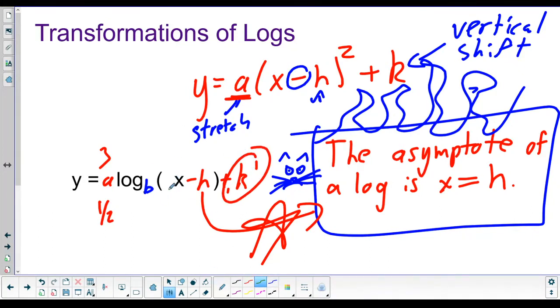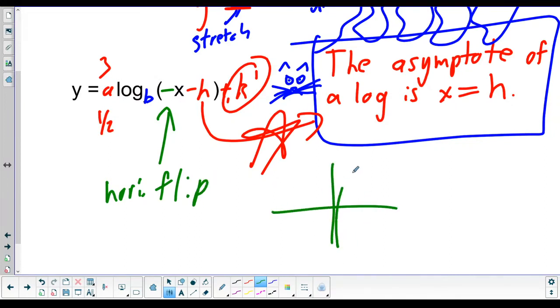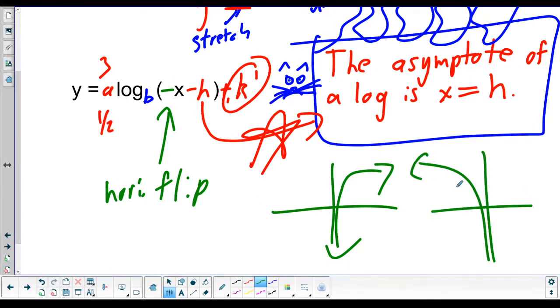I don't think it's on your homework, but just so you know, if you put a negative in front of this x, it will flip it horizontally. So if our regular log graph looks like that, if I put a negative in front of this x, the new log graph will look like that. So you can flip it horizontally. That'll work. But I don't think that's really an issue that you're going to have to worry about too much for your homework.